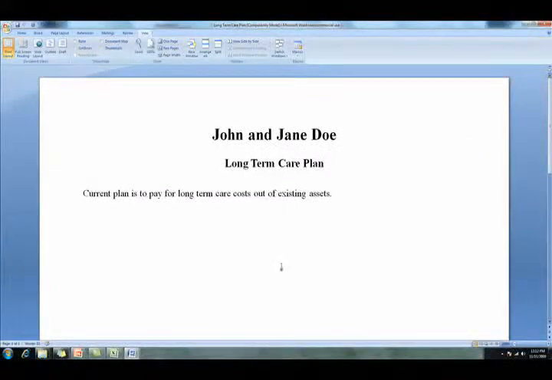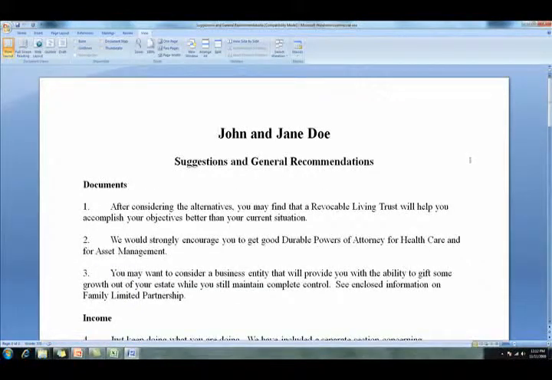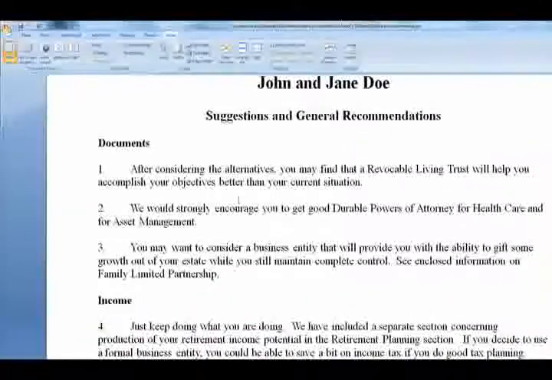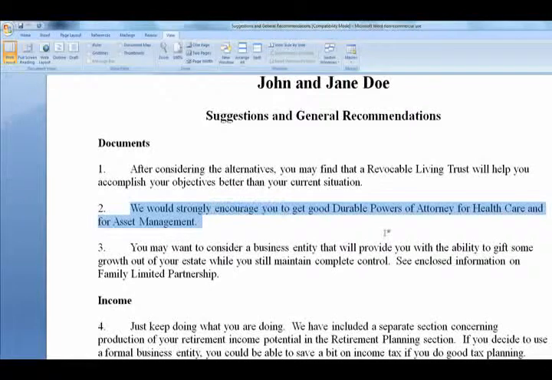So here are our suggestions and our general recommendations. And the first thing, when we took a look at what was important to them, and especially the privacy part, the immediate control part, those things would all indicate that a revocable living trust would help them accomplish their objectives better than their will. And of course that's going to be up to the attorney to help them determine that. Just from our perspective though, and what was important to them, I think it's sure worth considering. And of course everybody should have good durable powers of attorney for healthcare and asset management. If you're 18 years old, you should have one of those.